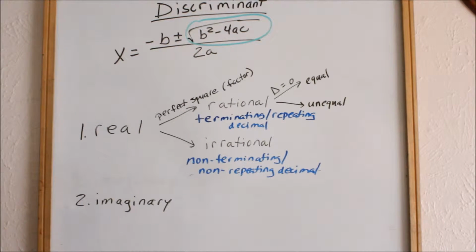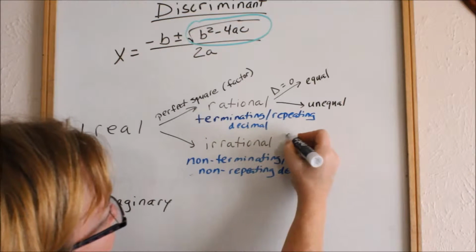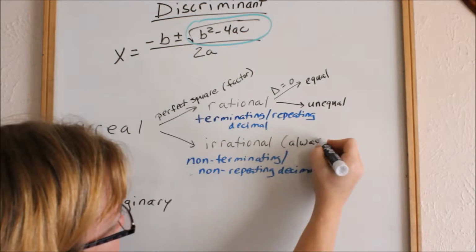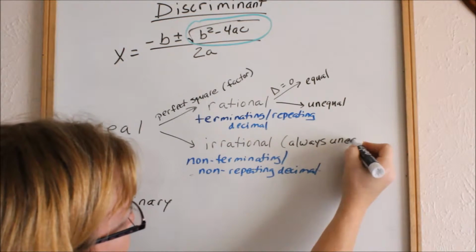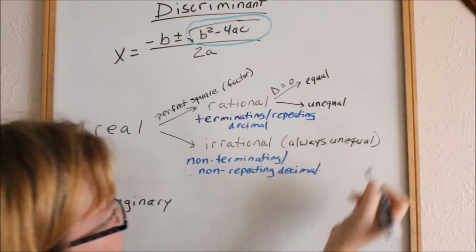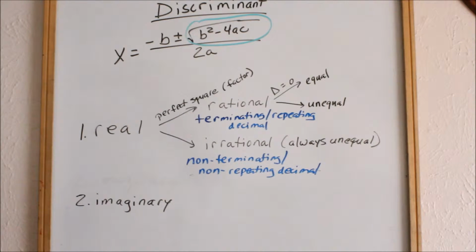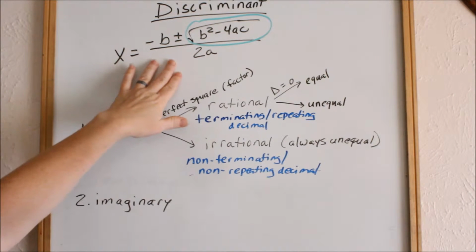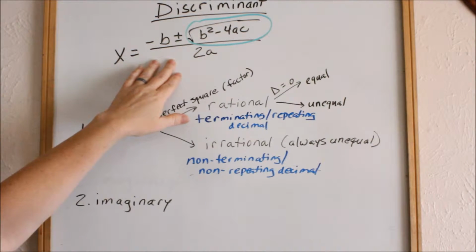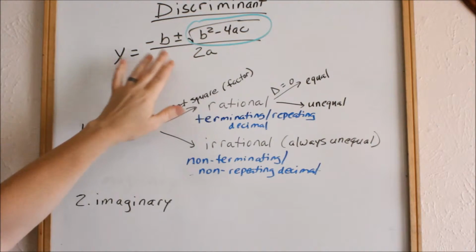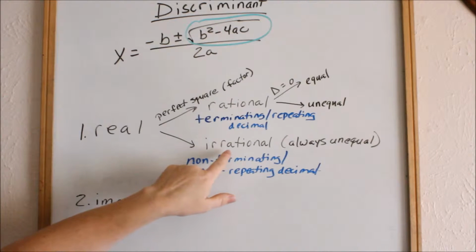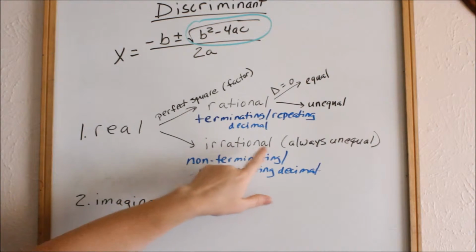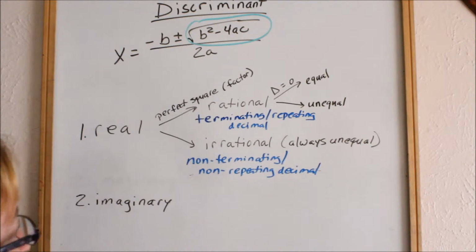All your irrational solutions, they will always be unequal. Okay? You will never have two solutions that are the same for irrational. Irrational solutions, they will always be unequal. Remember, when we're dealing with the quadratic formula, we're dealing with quadratic equations, and in quadratic equations, the highest exponent is a 2, which means we will have two solutions. So when you're dealing with irrational solutions, you will have two solutions that are unequal.